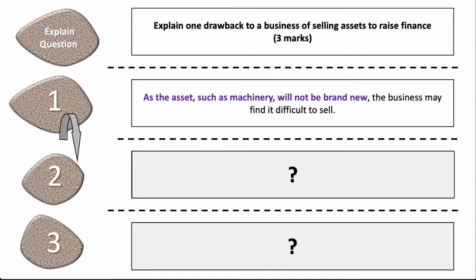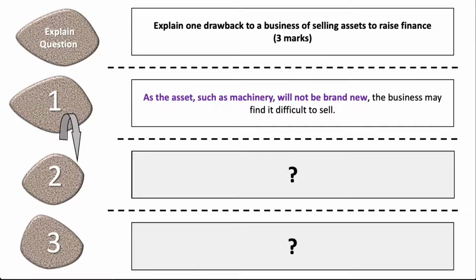So explain one drawback to a business of selling assets to raise finance. Selling assets we know is an internal source of finance. One drawback to a business of selling assets to raise finance. Well, here's an opening point. As the asset, such as machinery, will not be brand new, the business may find it difficult to sell. Drawback, of course, disadvantage.